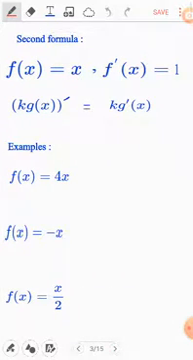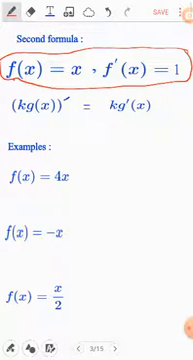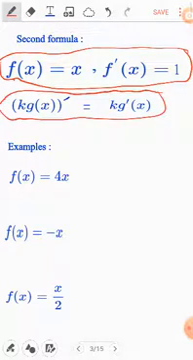The second formula in this lesson: if f of x equals x, then the derivative of this function is 1. It means the derivative of x is 1. And you have to memorize this formula. If we have a constant times a function, k, any constant like 3, 2, minus 1, minus 5, the derivative of this constant times a function g is equal to the constant times the derivative of the function g.